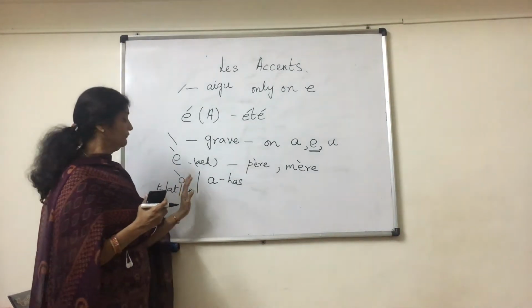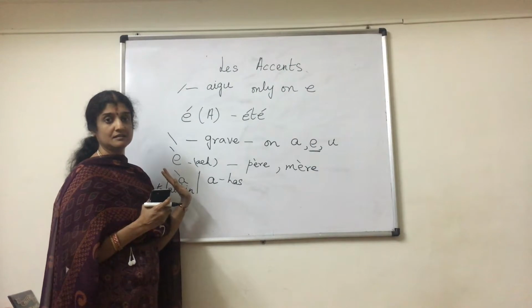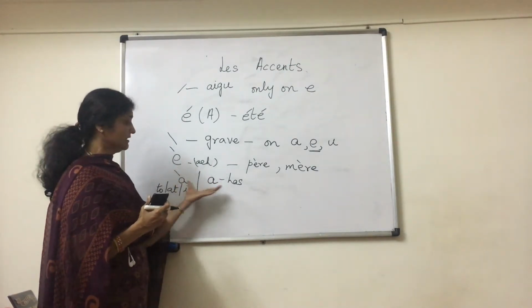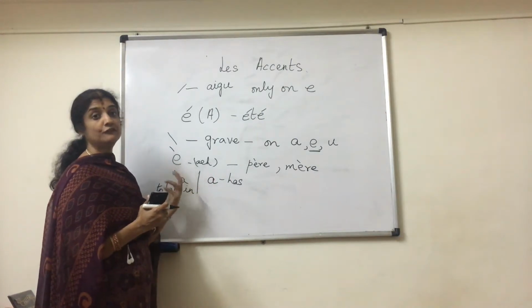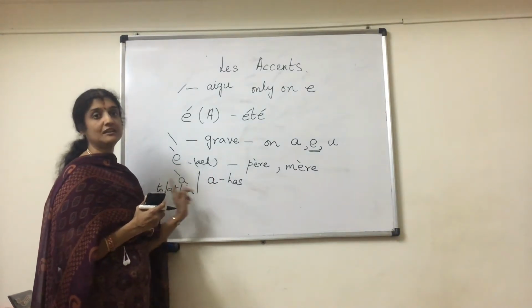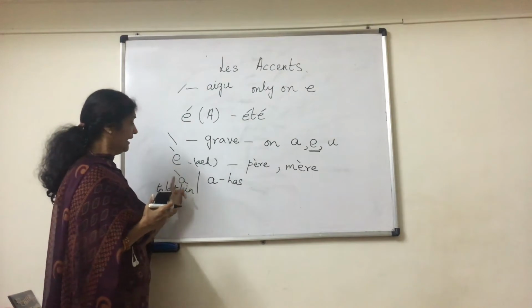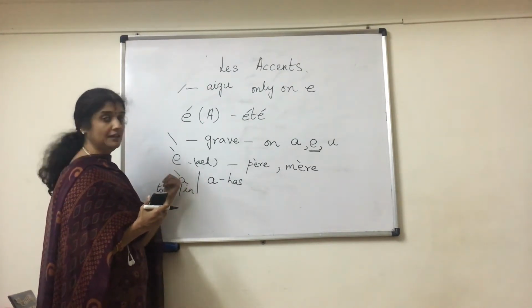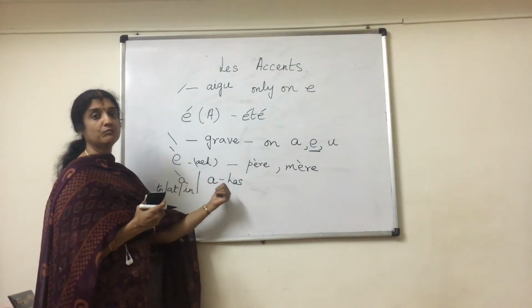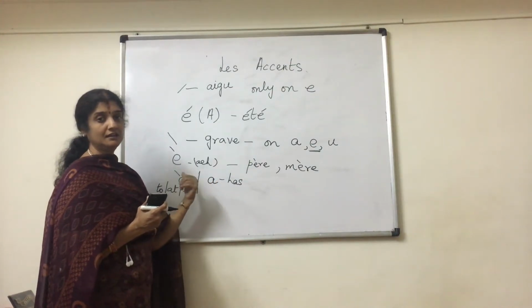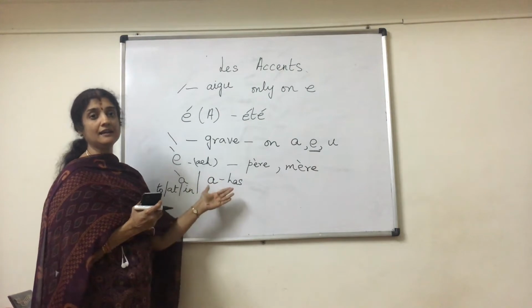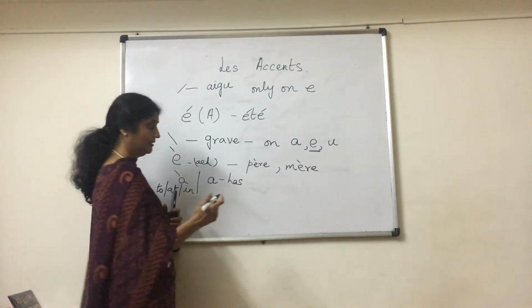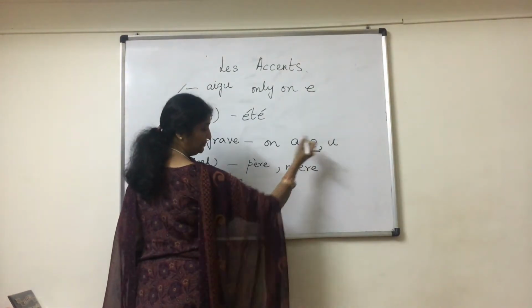So it is only to differentiate between two words which have the same pronunciation and same spelling, but which have a different function. So there is no pronunciation change here. So a accent grave indicates a preposition. A without the accent grave indicates the verb conjugated in the third person singular, he has or she has. Is that clear?